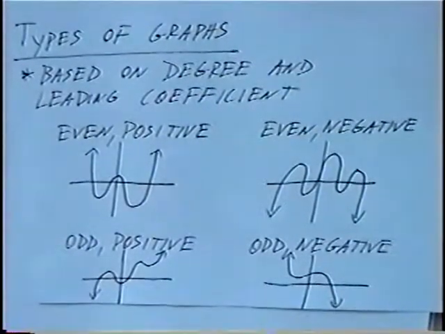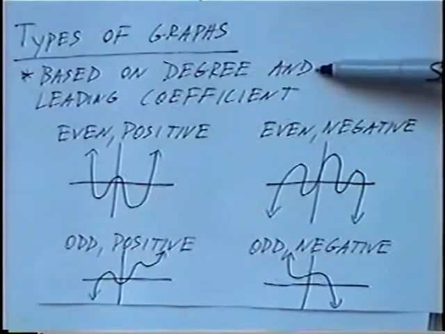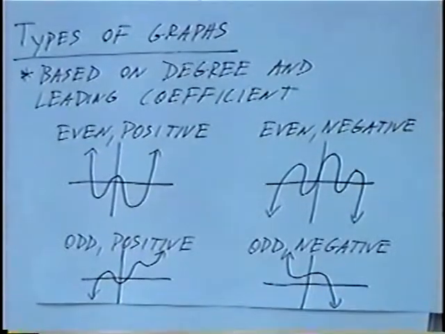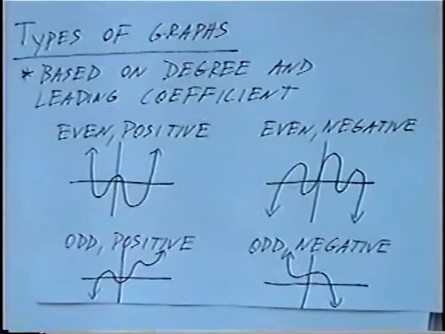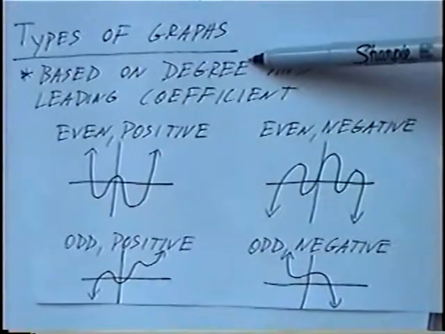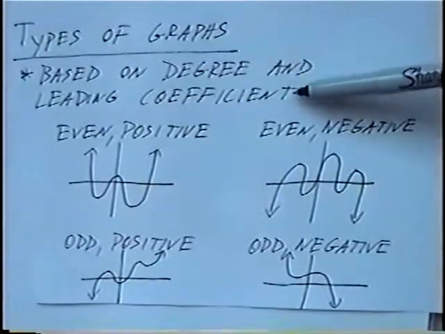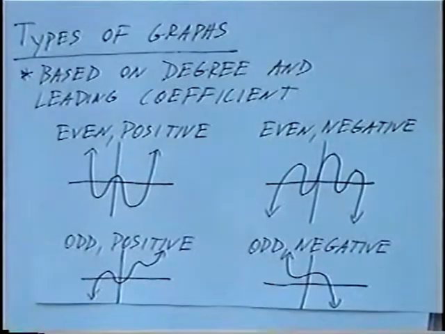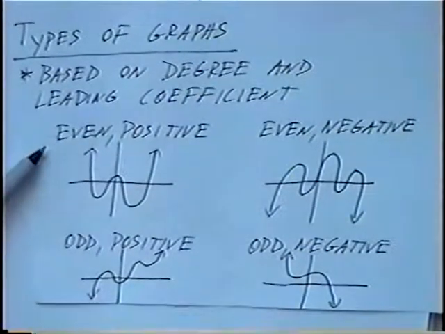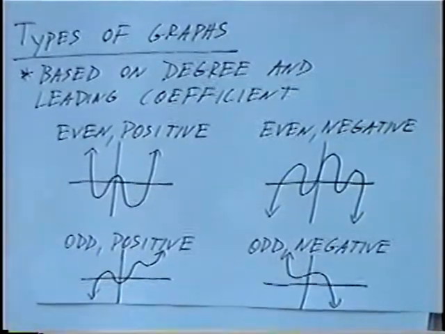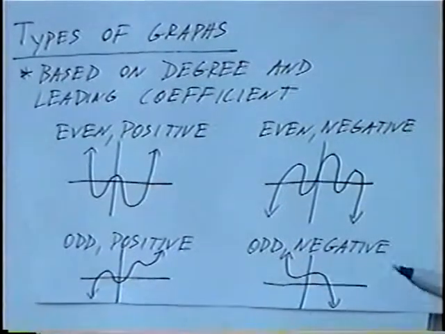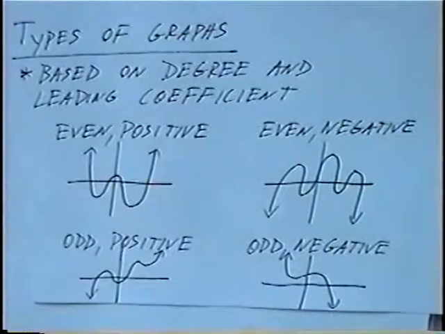Types of graphs. Types of graphs are based on the degree and the leading coefficient. There's 4 types of graphs separated by the degree that they have, either odd or even, and the leading coefficient, either positive or negative. Looking at the first 2 graphs, if they are even means it has an even degree, like 2, 4, 6, or 8.